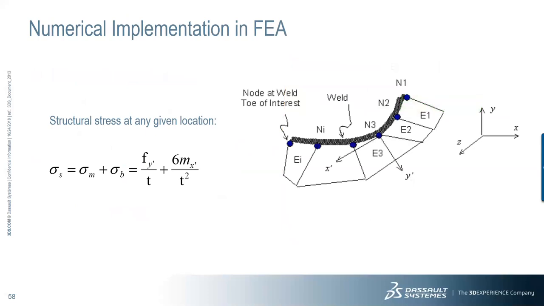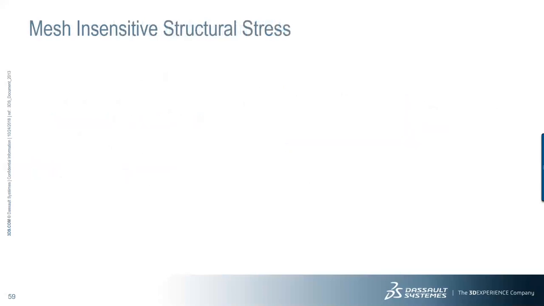Verity starts by defining a local coordinate system at the weld, and that coordinate system is transformed along the weld line at every node. Three adjacent nodes are used to calculate the local forces on the nodes, represented in this figure by x dash and y dash. Those local components are used to calculate the bending stress and membrane stress, which are added to give you the structural stress. And the structural stress is what Verity uses for its calculations.